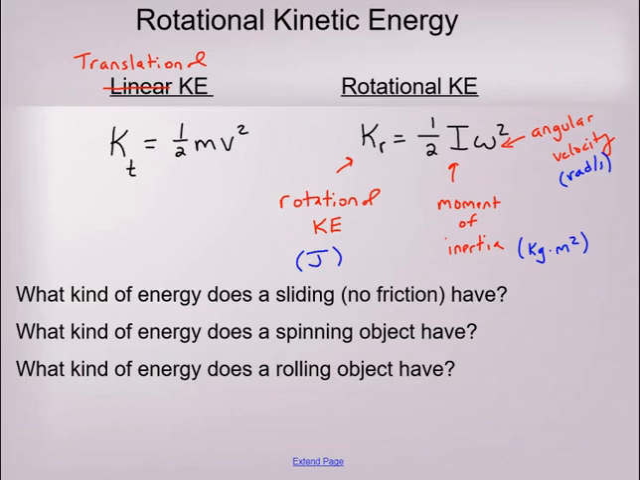Suppose I have an object that's sliding. What type of energy does it have? Translational kinetic. Suppose I have an object that's just spinning, like a bike wheel that you've lifted off the ground and spun. What kind of energy does that have? Rotational, apart from lifting off the ground. And then what kind of energy does a rolling object have? Well, it's moving forward, but it's also rotating, so it has both. So a lot of times when we look at rolling objects, we're going to have to consider both the translational kinetic energy and the rotational kinetic energy.